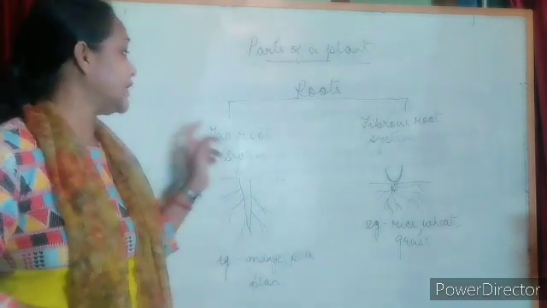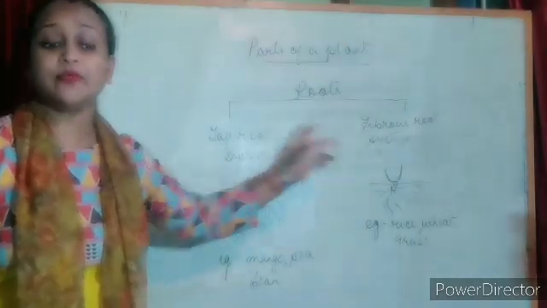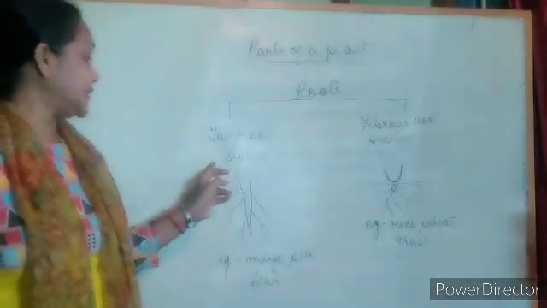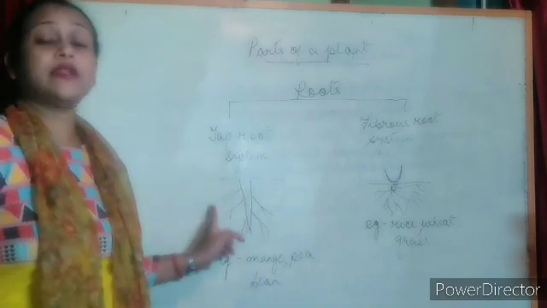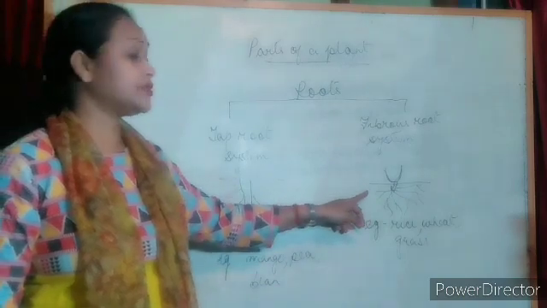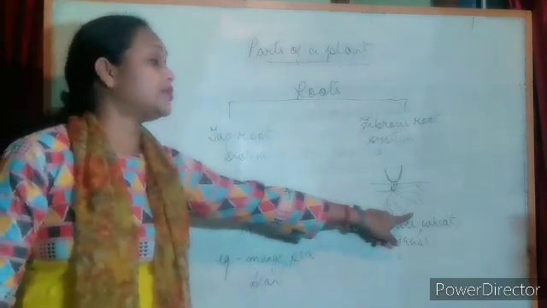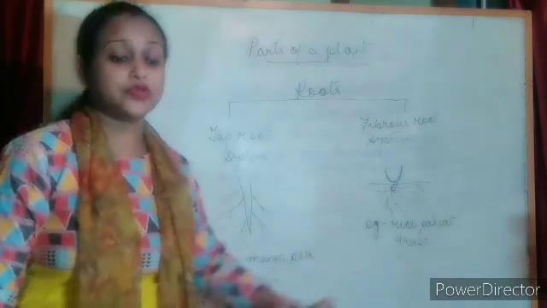So I hope it is clear to you the difference between taproot system and fibrous root system. Again, in the taproot system there is a main root, from which several separate roots develop. Whereas in the fibrous root system there is no main root, but directly separate roots are developed. So I will show you in the picture.